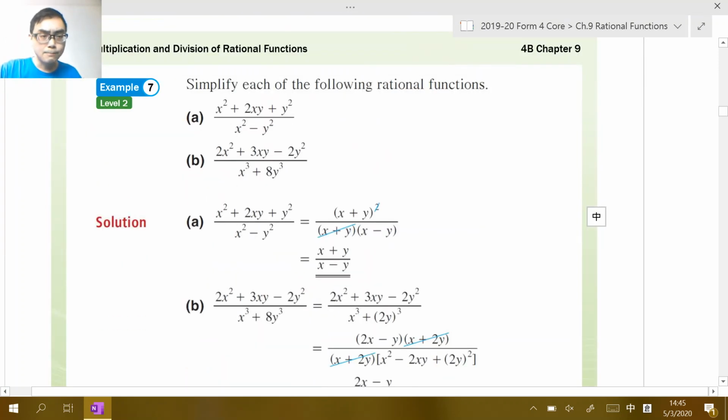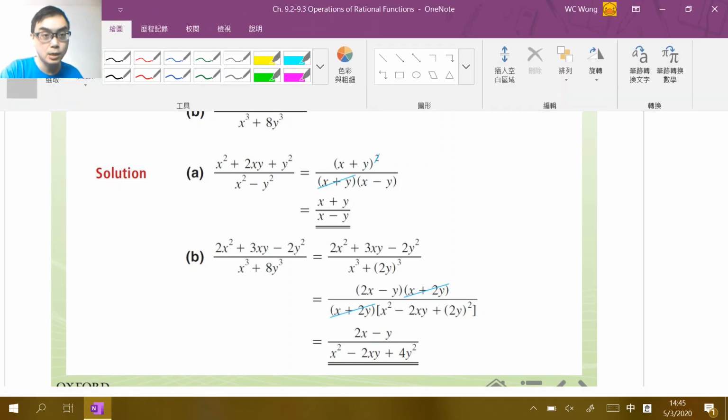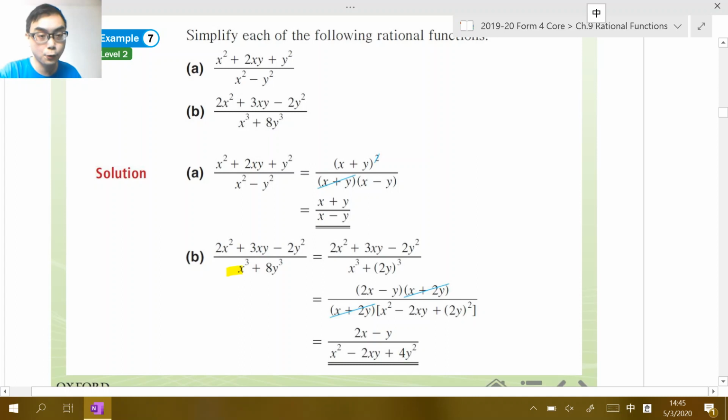Besides some level 1 or level 2 questions, even in this level 2 one, you just do the factorization. Sometimes you may have to use some identities. For example, in part B there is a cubic polynomial. So you have to remember what you learned in Form 3, the sum of cubes or the difference of cubes, which is the formula you learned before.